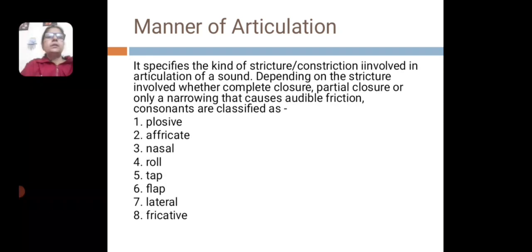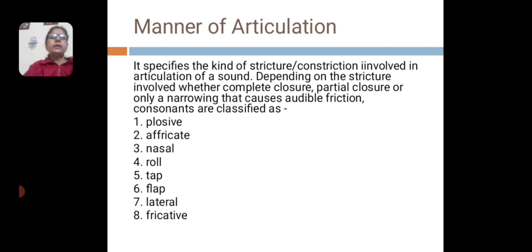Dear students, now we are coming to the manner of articulation. It specifies the structure or constriction which is involved in articulation of a sound. It depends on the structure involved whether complete closure is there or partial closure is there. Only some narrowing is there, so narrowing is causing that friction. These consonants are plosives, affricates, nasal, roll, tap, flap, lateral, and fricative.